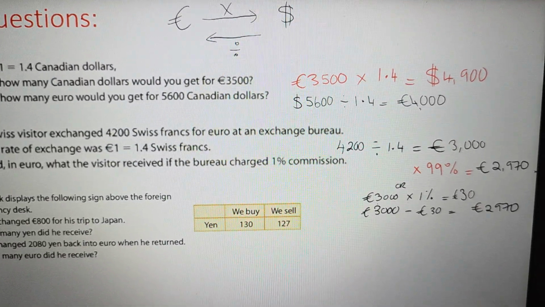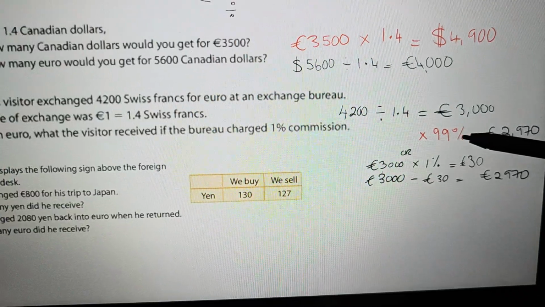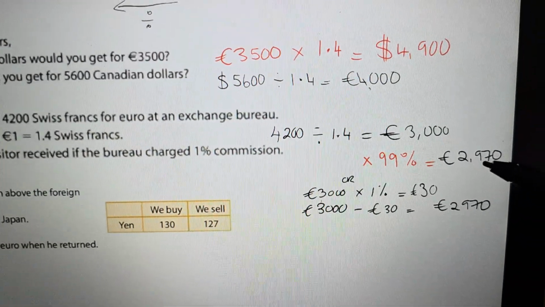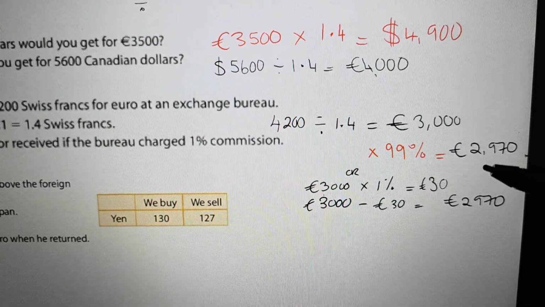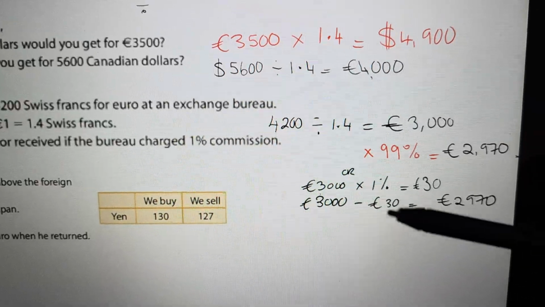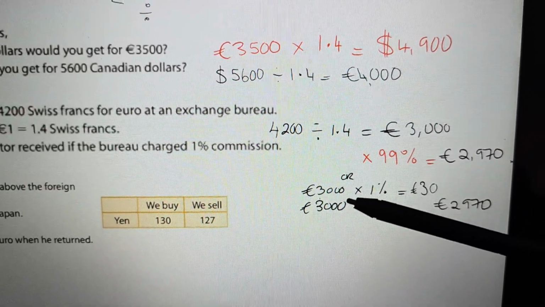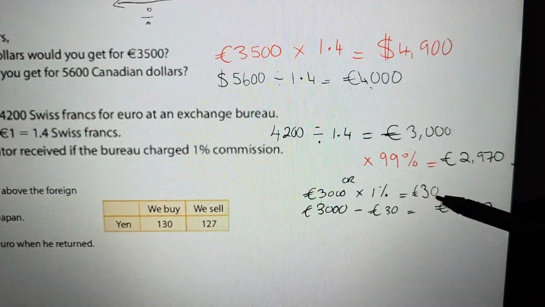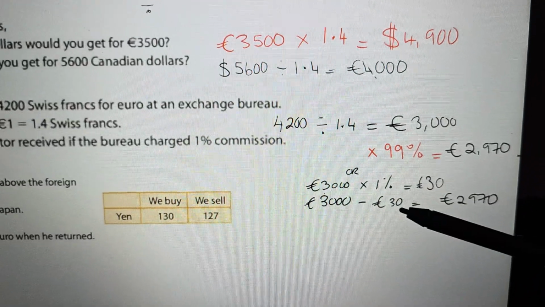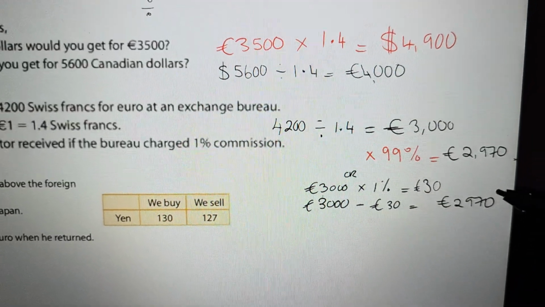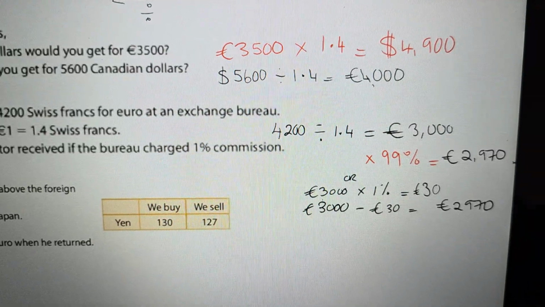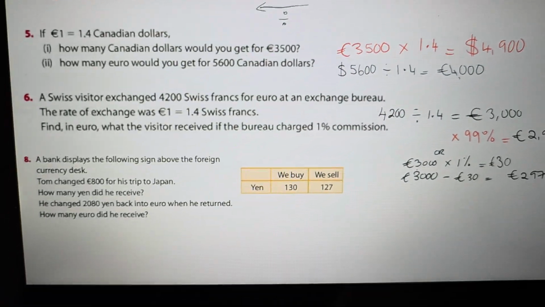So you could just multiply the €3,000 by 99% and that will give you your answer straight away. So you get to take home €2,970. This was the other method. Get 1% of 3,000, which is €30. That's the commission amount. And then subtract the commission amount away from the 3,000 and you get €2,970. So you get the same answer regardless.